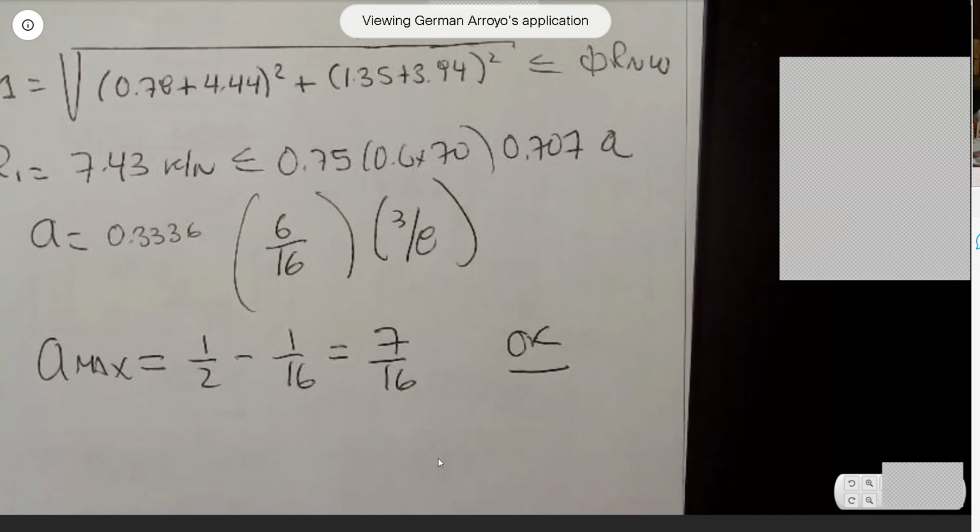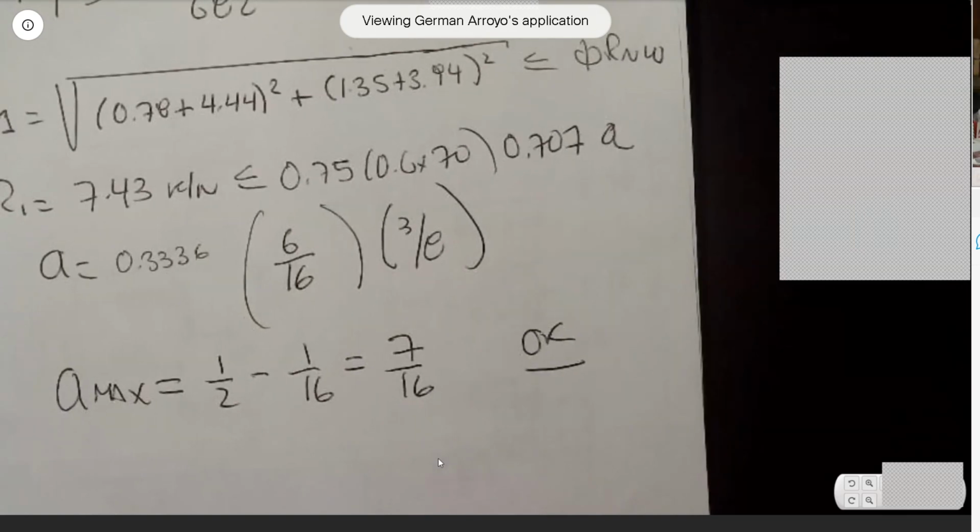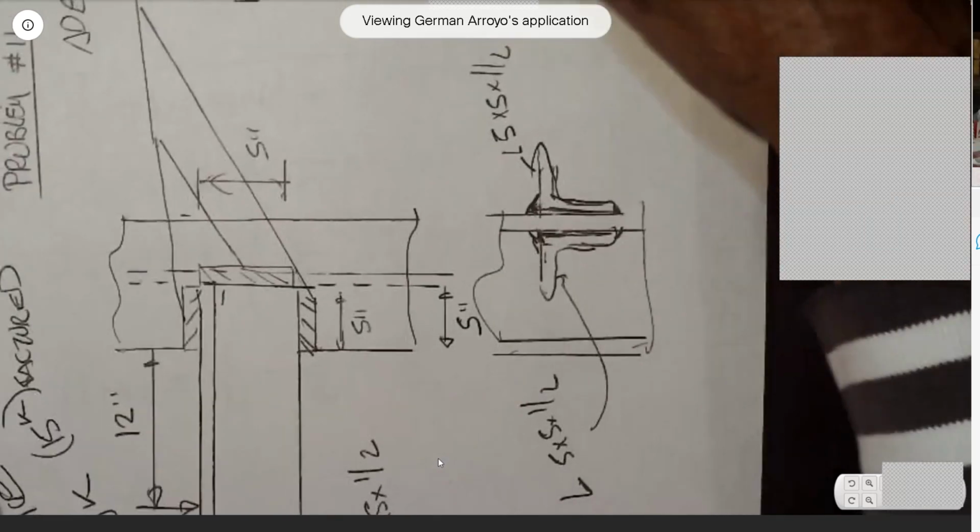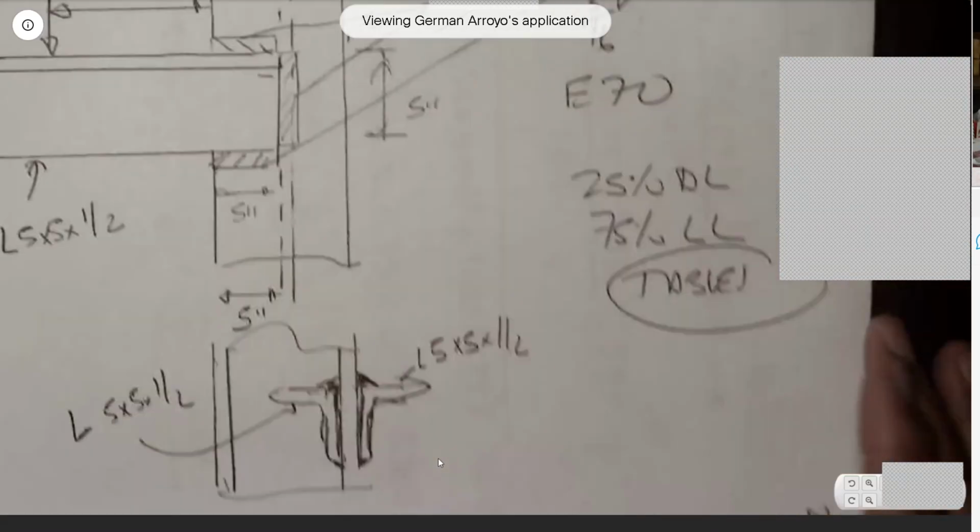No. I'm going to go to the next problem. This is page 21. And this is one of your homework problems too.